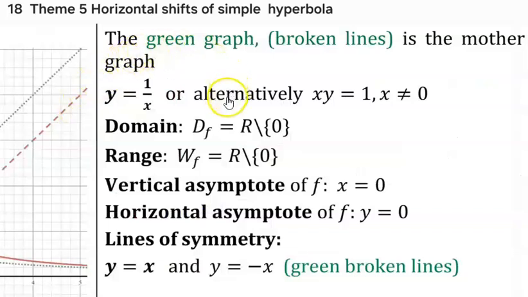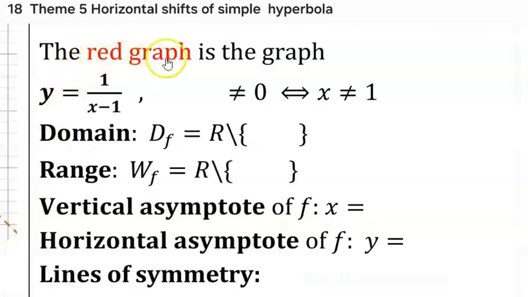A reminder of the properties of a simple hyperbola, the mother graph y equal to 1 over x, which has a domain R without 0 and a range R without 0, vertical asymptote the y-axis, and horizontal asymptote y equal to 0, the x-axis. We have the lines of symmetry y equal to x and y equal to minus x. This you must memorize.